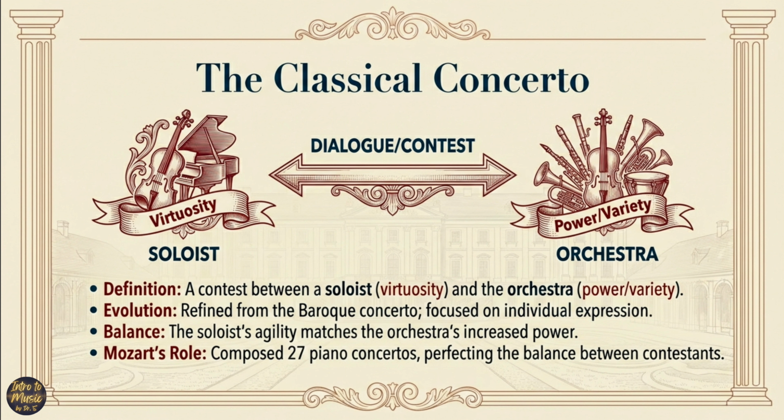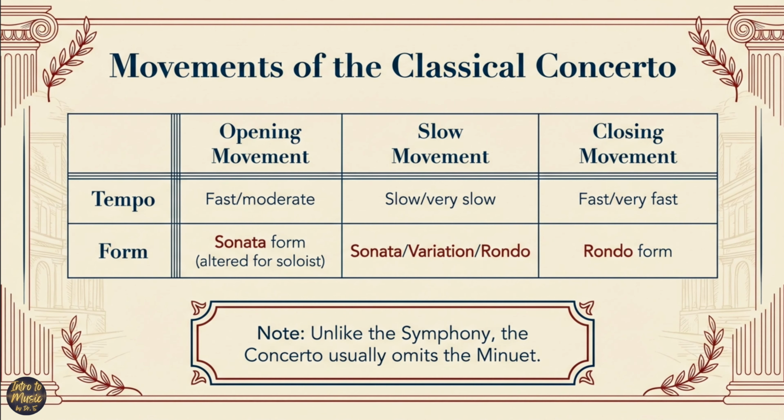Alongside the symphony, we have the classical concerto. This is a contest between a soloist and the orchestra. Mozart perfected this genre in his piano concertos, pitting the soloist's agility against the orchestra's power. For the first movement of a concerto, Mozart developed double exposition form. Instead of repeating the exposition, the orchestra plays it first, staying in the home key, and then the soloist enters for a second exposition that modulates to a new key. This shows off the soloist's superior range and mobility.